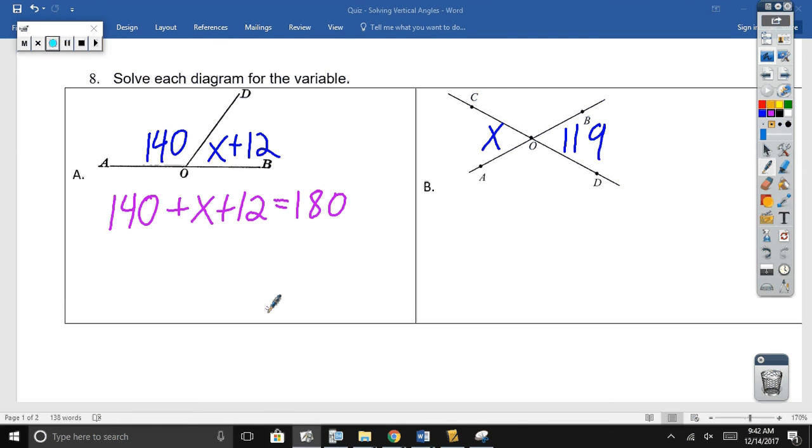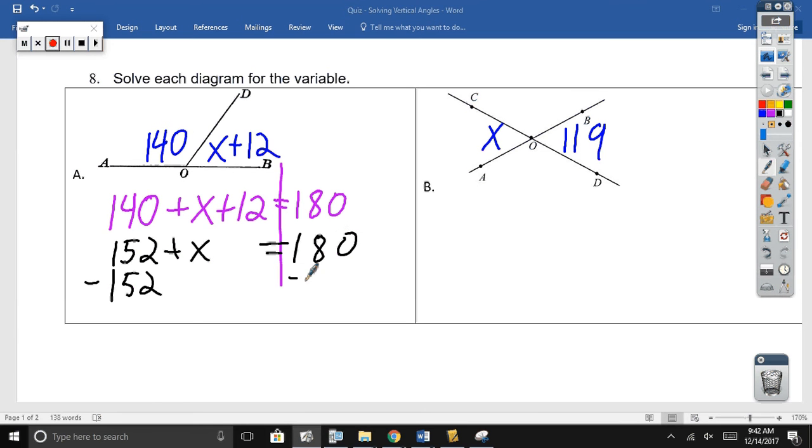Some interesting ways to combine like terms. If they're on the same side, they're on the same angle, they're in the same room, you can just combine them. So what would this be? 152 plus x equals 180. Subtract 152 from both sides. Equals 28.